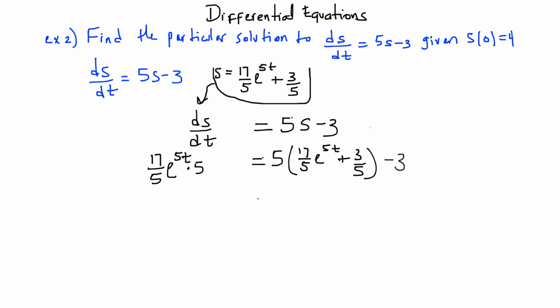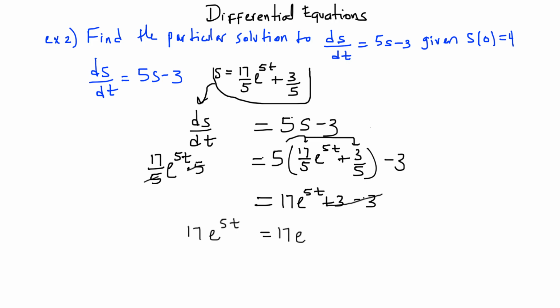And now we have to show that these two sides are equal. And so when you distribute the 5, you can see that the denominators cancel out, and you just get 17 e to the 5t plus 3. And then there's a minus 3 waiting for you out there. So now looking at the left-hand side, the 5's cancel out, and we have 17 e to the 5t. And looking at the right-hand side, the 3's cancel out and you have 17 e to the 5t. So it's true. The derivative of s with respect to t is equal to 5 times the function s minus 3. Okay, goodbye.